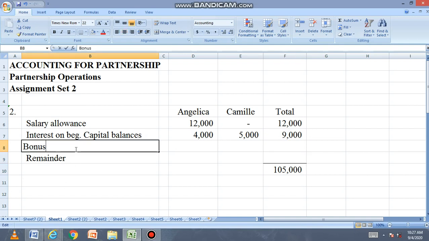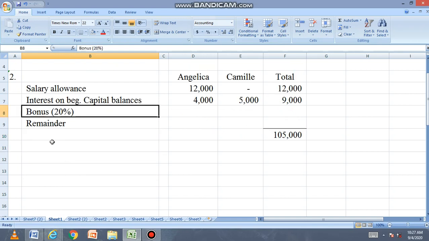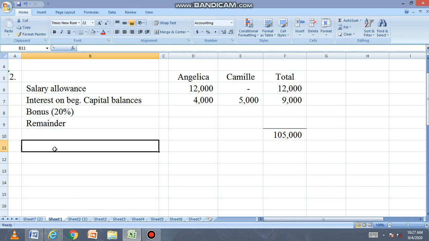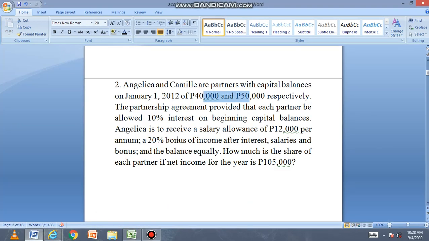Bonus is 20%. Find B. So, dalawa na ang wala, bonus at remainder. Pero, kailangan muna nating hanapin ang bonus bago natin ma-squeeze ang remainder. So, sa pagkuha ng bonus, guys, ito lang ang formula na dapat tandaan. Bonus is equals to rate multiply by base. So, rate is 20%. Base is, nasa problem, 20% bonus of income after interest and salaries and bonus.